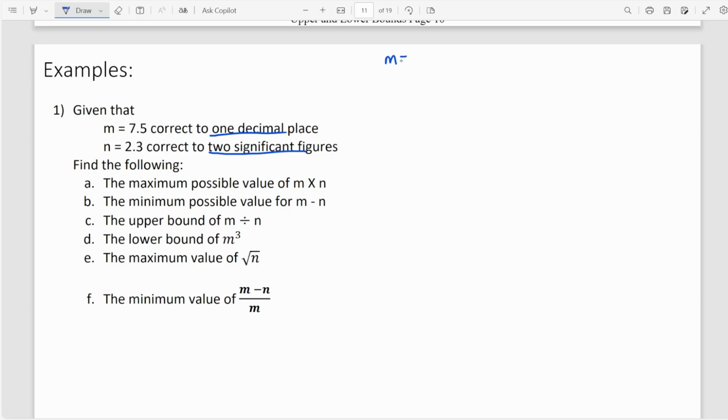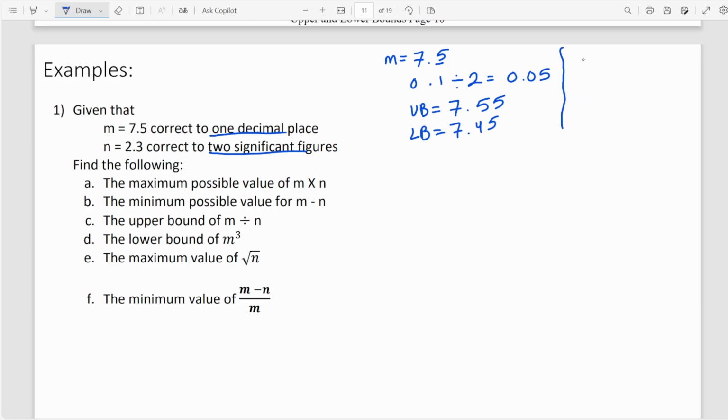So m is 7.5, correct to 1 decimal place. So this is the first decimal place. I'm going to replace that by 1, and the rest turns to 0. Dividing this by 2 is 0.05. So the upper bound for m is going to be 7.5 plus 0.05, which is 7.55. And the lower bound for m is going to be 7.5 minus 0.05, which is 7.45, okay? This skill, you should already know it from the last video, okay? So again, if you didn't watch the last video, I would highly recommend you go watch it first.